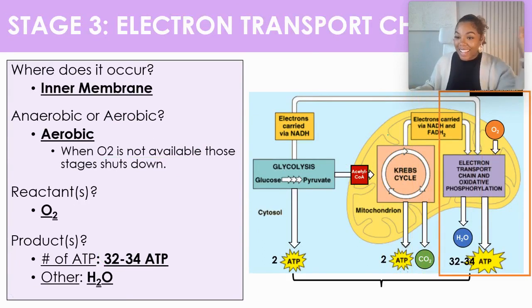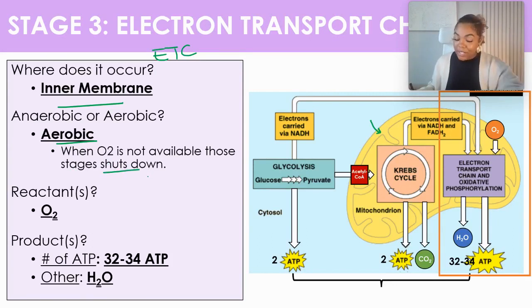Now the third and final stage is the electron transport chain. Where does it occur? In the inner membrane of the mitochondria. The electron transport chain is an aerobic stage as well. So Krebs cycle and electron transport chain are both aerobic. That means when oxygen is available, it's good to go. It's going to make the ATP that is needed. But when oxygen isn't available, it is going to shut down that stage and it's not going to be able to work.